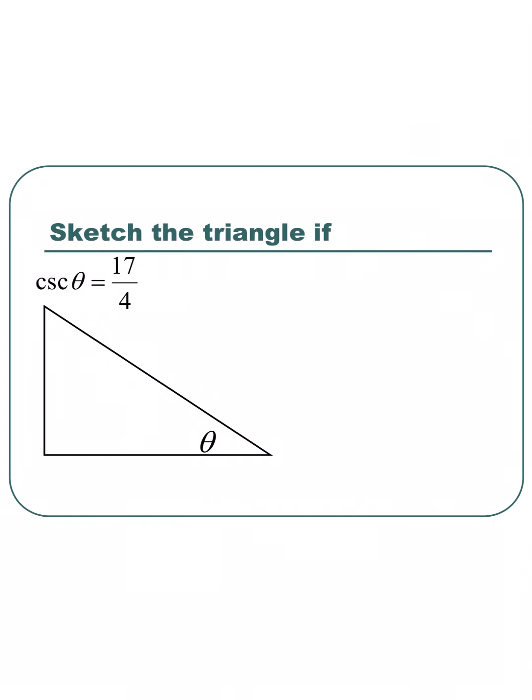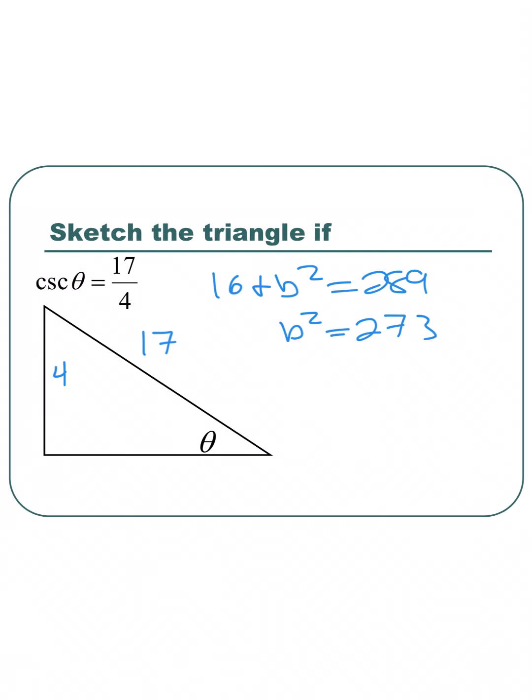All right, same idea here. We are given the cosecant of our angle, and we know that our angle is again the same spot, the bottom right corner. The cosecant is going to be the hypotenuse over the opposite side, which means that my hypotenuse is 17, my opposite side is 4. Again, we're going to go through our Pythagorean theorem to help us solve for our missing side, which means we have 16 plus b squared is equal to 289. I'll subtract 16 on both sides to get 273, and then take the square root, and we get b is equal to the square root of 273. So I'll put that down here.